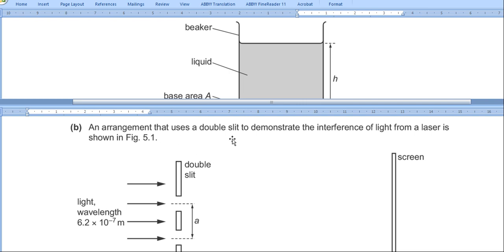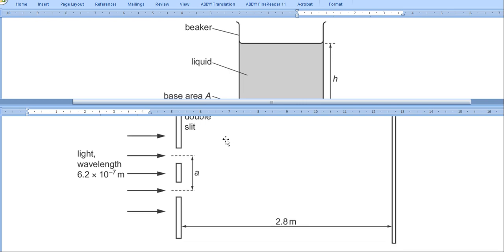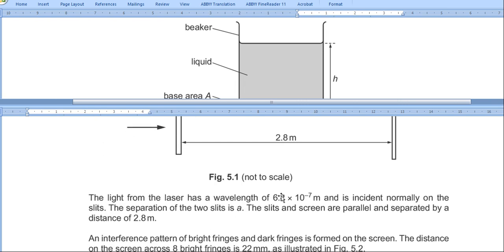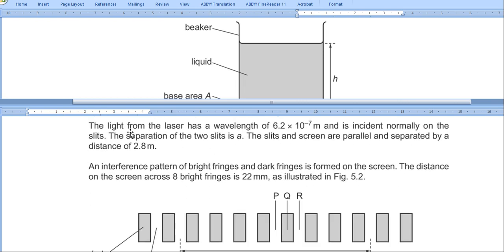An arrangement that uses a double slit to demonstrate the interference of light from a laser is shown. So we have a double slit and a screen at a distance of 2.8 meters. The light from the laser has a wavelength of so much and is incident normally on the slits. The separation of the slits is a. The slits and screen are parallel and separated by a distance of 2.8 meters. An interference pattern of bright fringes and dark fringes is formed on the screen. The distance on the screen across 8 bright fringes is 22 millimeters, as illustrated.